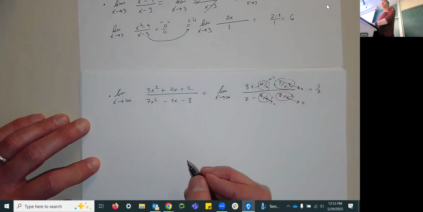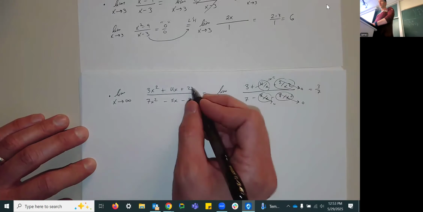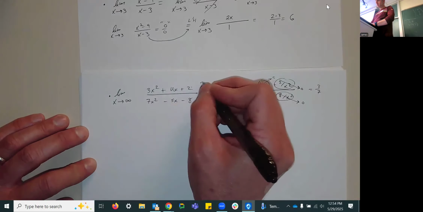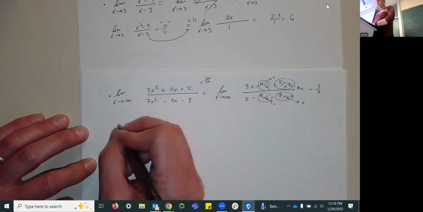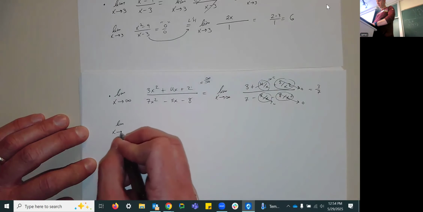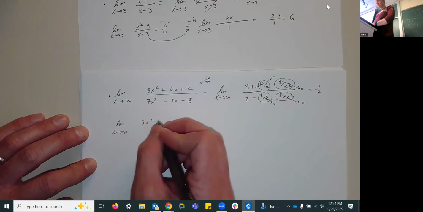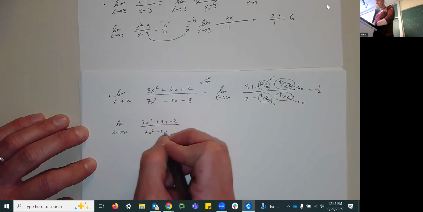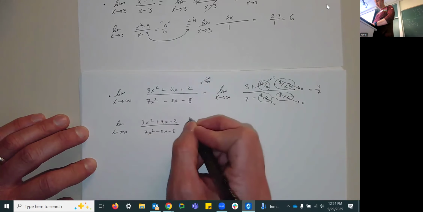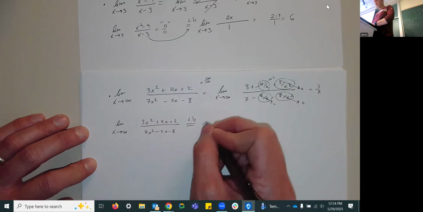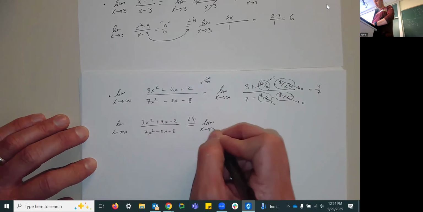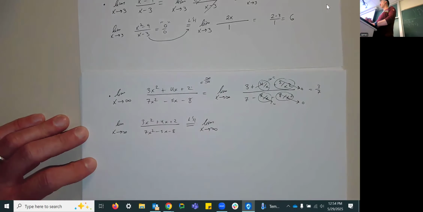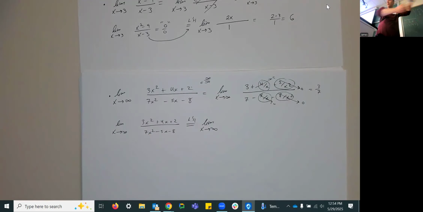Or we could use L'Hopital's rule. This is an infinity over infinity. So we can say that this limit as x approaches infinity of 3x squared plus 4x plus 2 over 7x squared minus 5x minus 8, we can apply L'Hopital's rule. We still have a limit as x approaches infinity. You always have to still have a limit if you're using L'Hopital's rule. It's saying a limit of a thing is equal to a limit of a different thing.